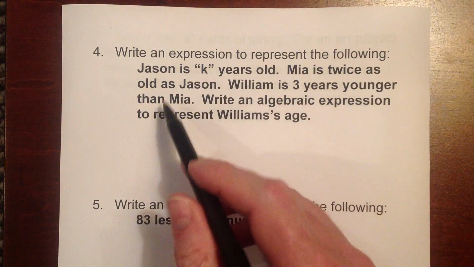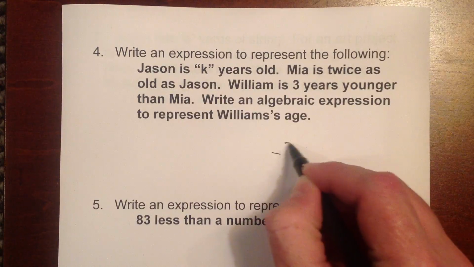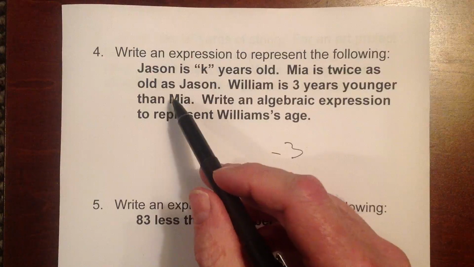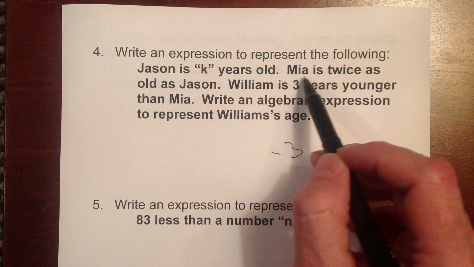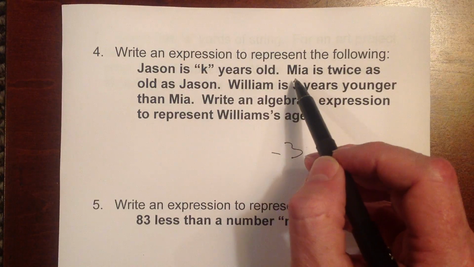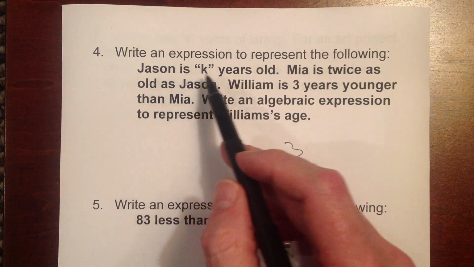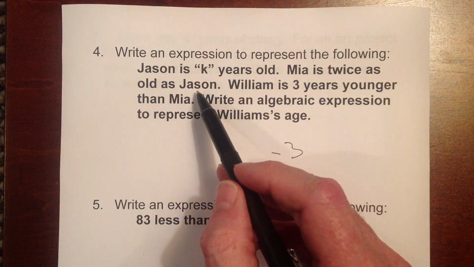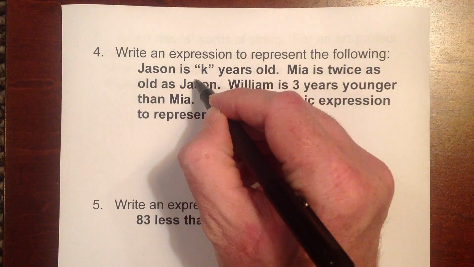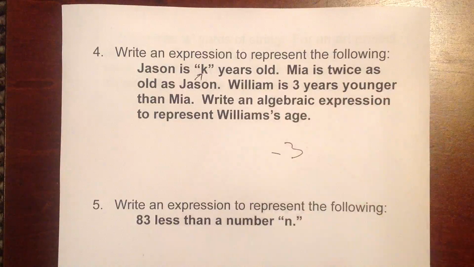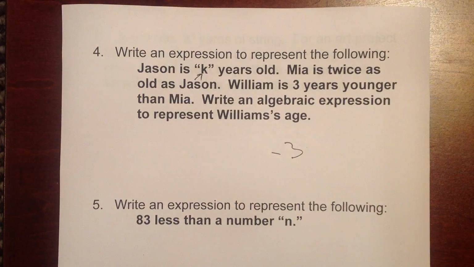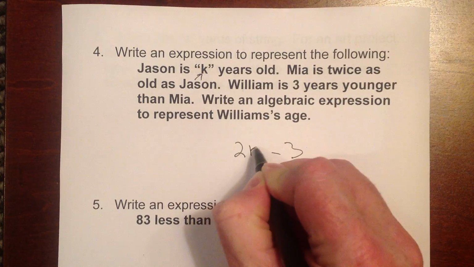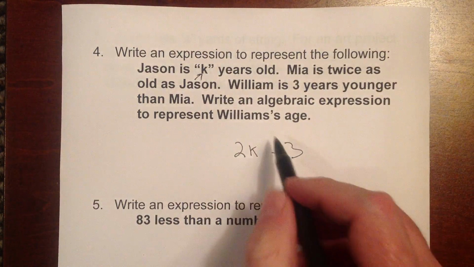William is 3 years younger than Mia, so let's say minus 3. Let's work this backwards. Well, 3 years younger than what? Well, Mia. Now you just need to find out how old Mia is. And it says here, Mia is twice as old as Jason. Jason is represented by what? K years. So we would say 2K minus 3 is the expression.